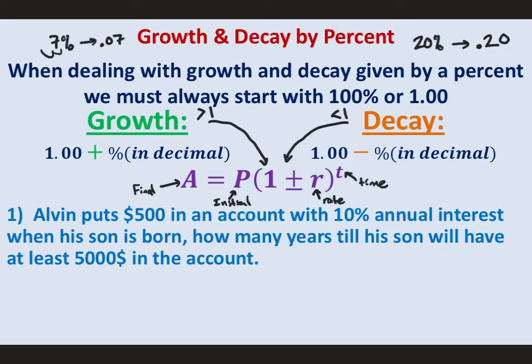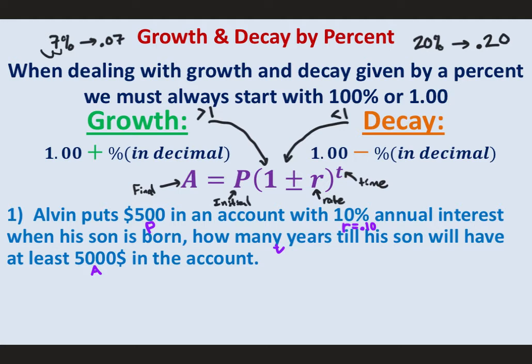So let's label the different things that it's giving us right off the bat. So I'll go ahead and do that in purple here. So $500, this is our P, that's our initial amount. It says it is given to our account as 10%. All right, so this is our R, but we're gonna change it to be 0.10, so that way it's in a decimal. And it says how many years, that's our T, that's our question, that's what we don't know, will it be until his son has 5,000? So this one's interesting. This one gives us our A. Okay, so our A is this 5,000.